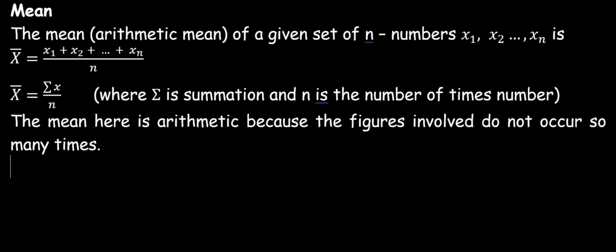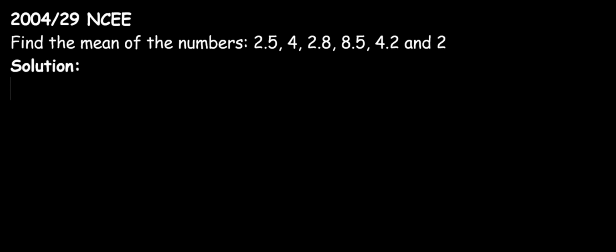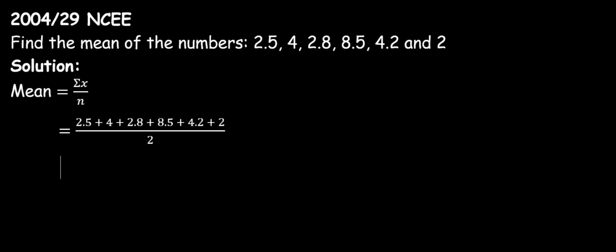Let's take some examples under mean. Find the mean of the numbers 2.5, 4, 2.8, 8.5, 4.2, and 2. Solution: mean is equal to summation x over n, which in this case is 2.5 plus 4 plus 2.8 plus 8.5 plus 4.2 plus 2 all over 6. And the result will be, when you add the numerator, you have 24.